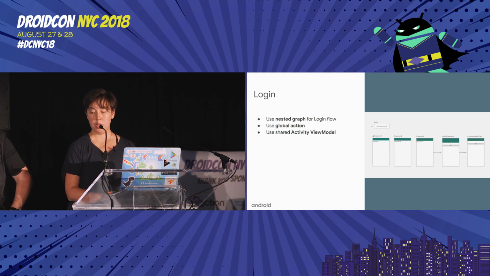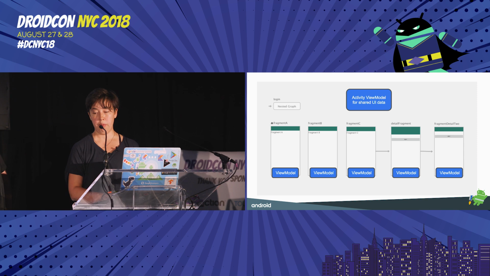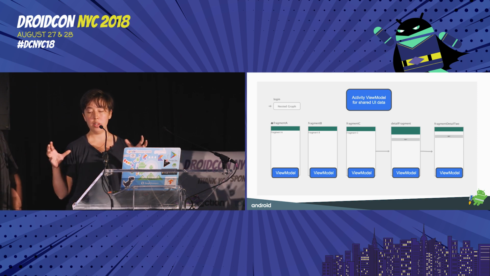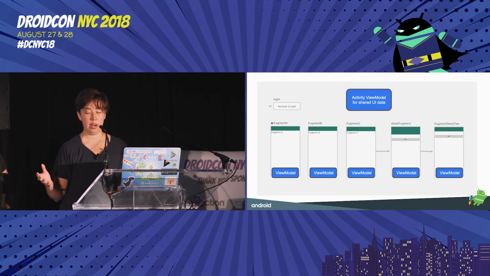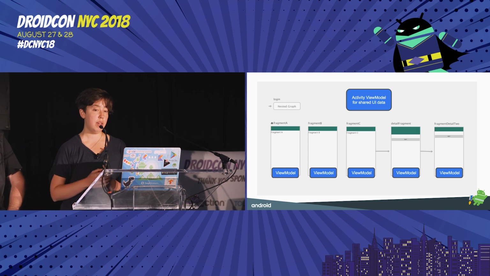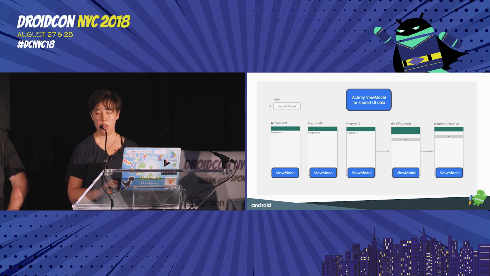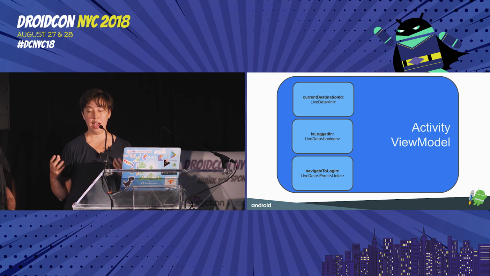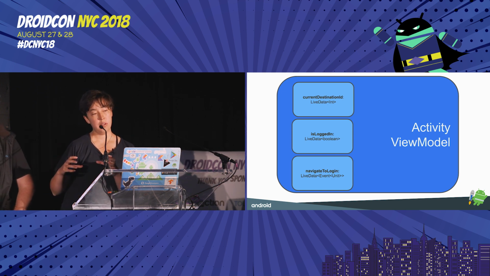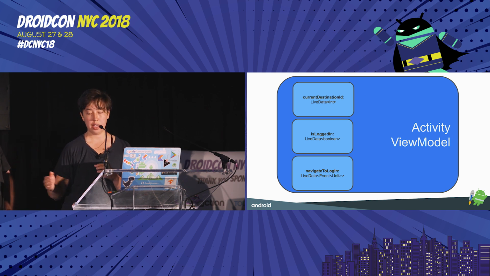OK, so the next thing that you're probably going to want to do for this situation is use a shared activity view model. As I mentioned before, all of these destinations are fragments right now, and they all share an activity. So the fragments themselves might have view models, but you can also have a view model for the activity, and then all your fragments can know about that activity view model. Within that activity view model, you might have live data that is storing things like an event as to whether you should be currently navigating to login, whether the user is logged in or not, or perhaps what the current destination ID is.